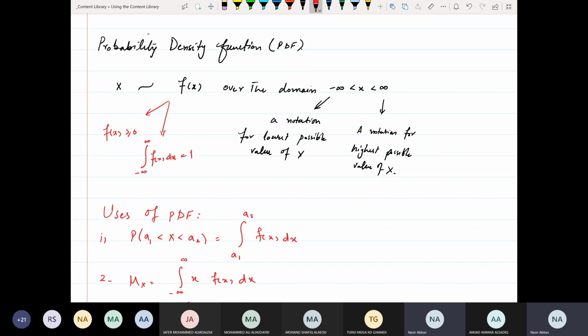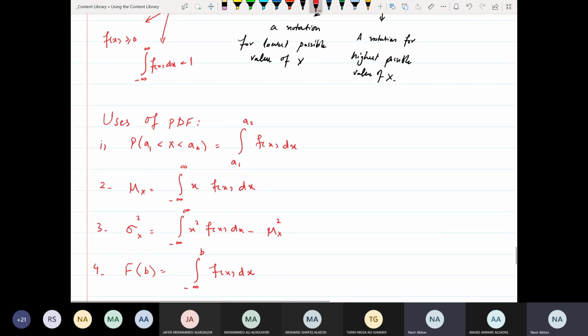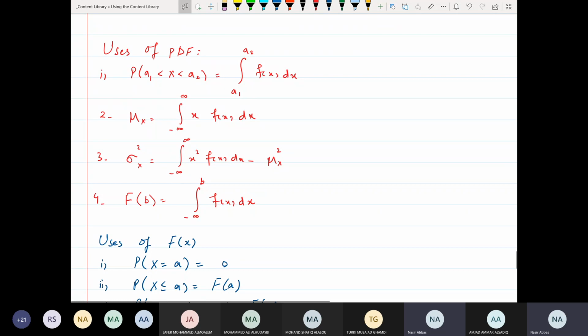Now, once you have the PDF from the question, there are different uses of PDF. Number one, you can use the PDF to find the probability. And yesterday we used PDF to find several probabilities. Number two, you can use the PDF to find the mean of the variable. Now, this second use is specifically about mean. As we said yesterday, small f of x and capital F of x can be used for many purposes.